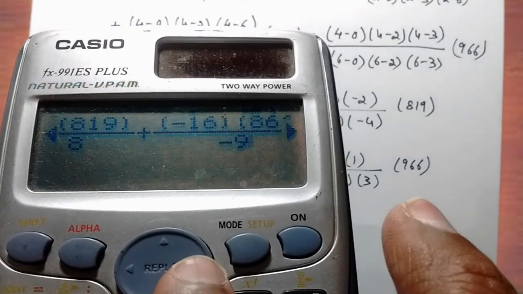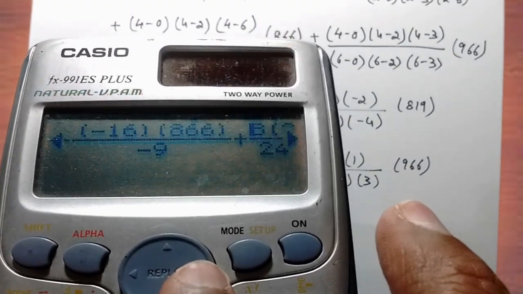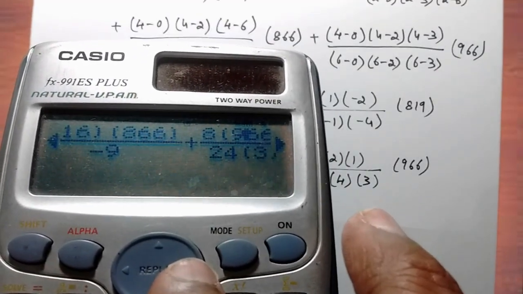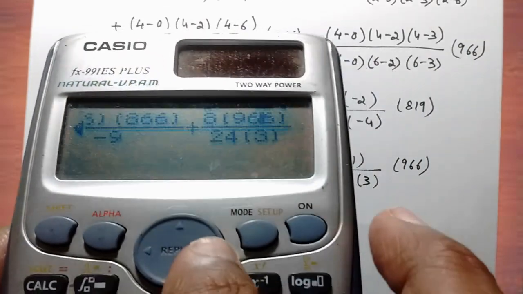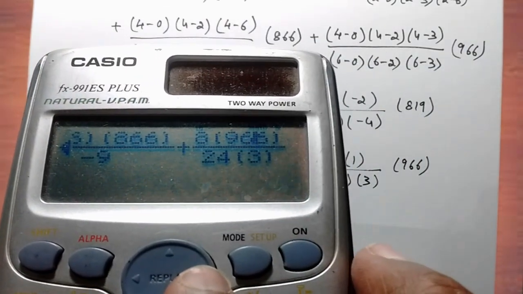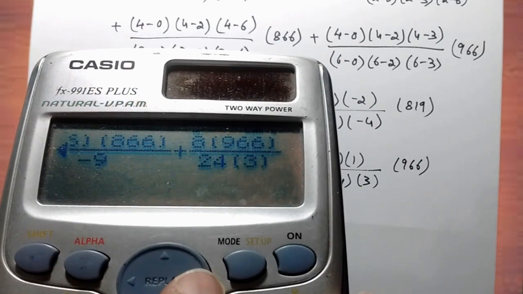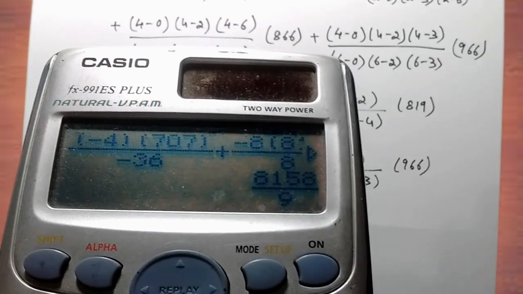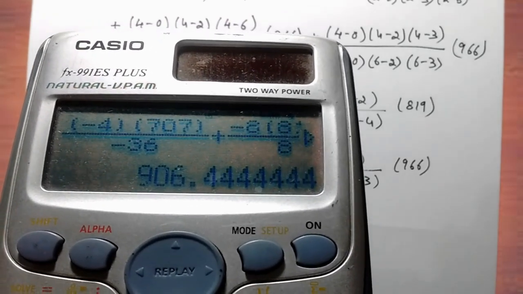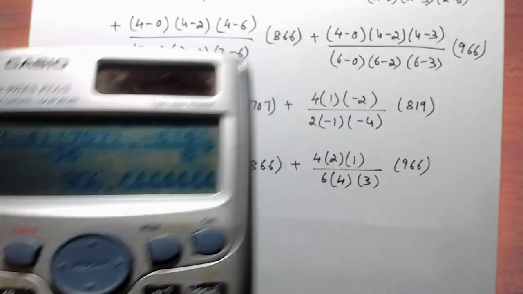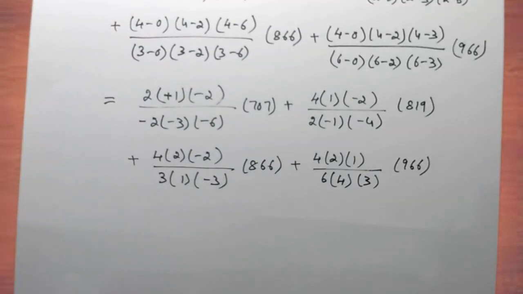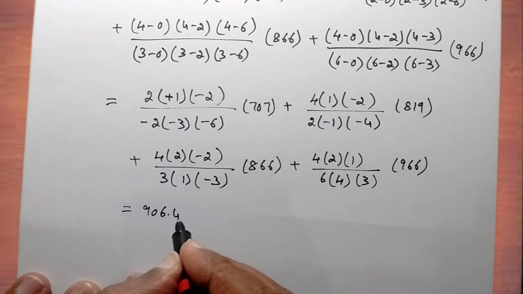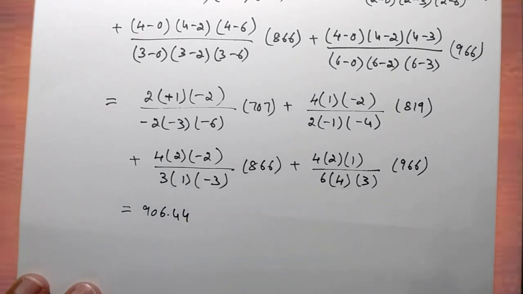And the next term also I multiplied, so it is 8 times 966 divided by 24 into 3. That is the last term. I can just multiply and see how much you are getting. So in terms of decimal it is 906.44. You can approximate and write down the solution, 906.44. That is the required solution.